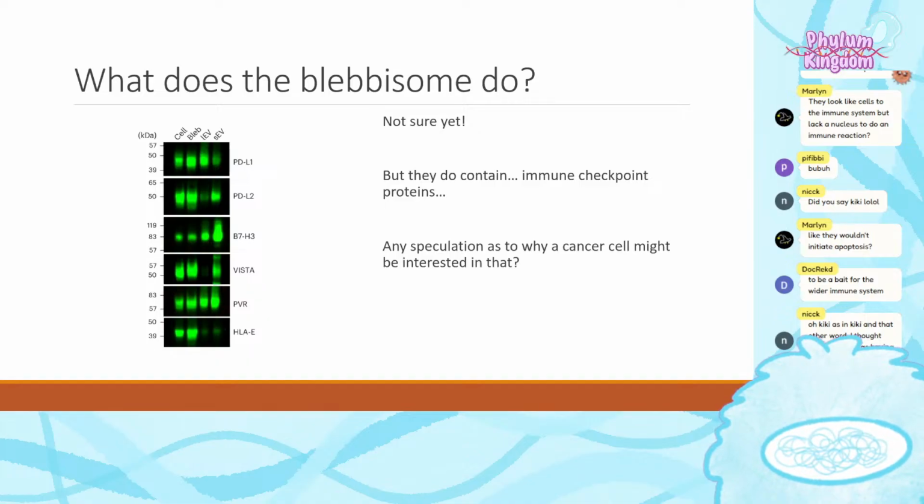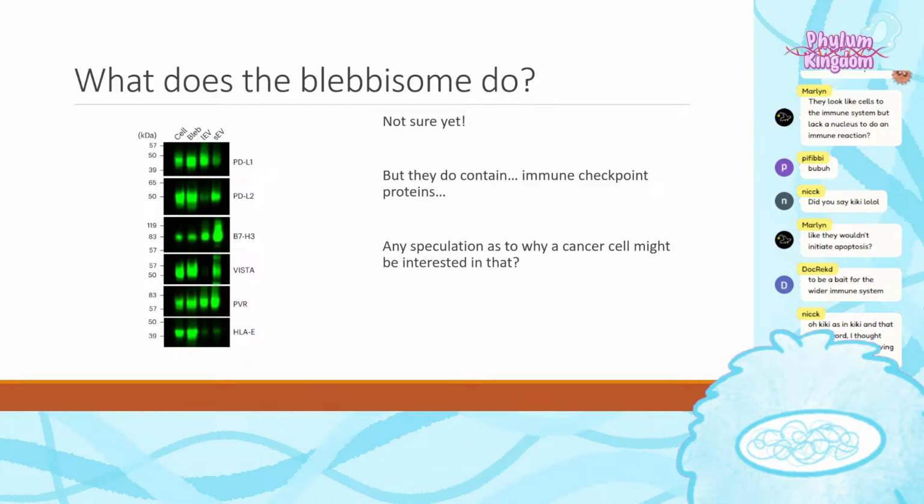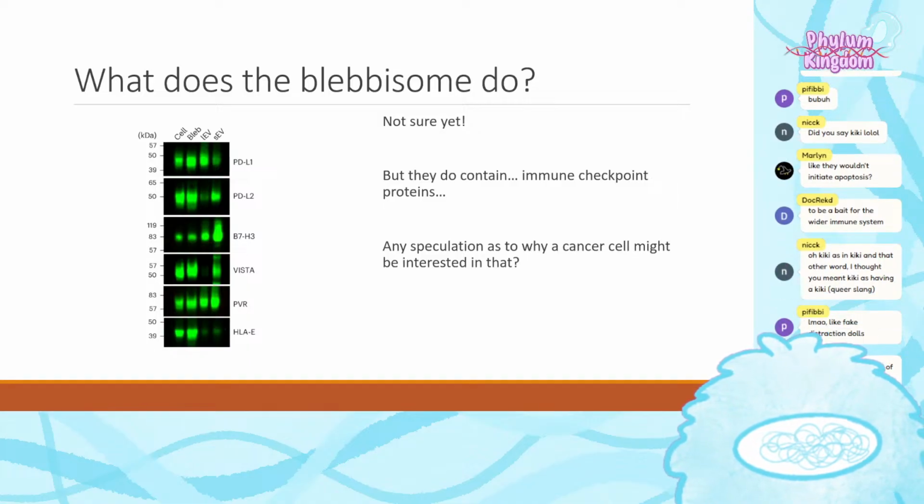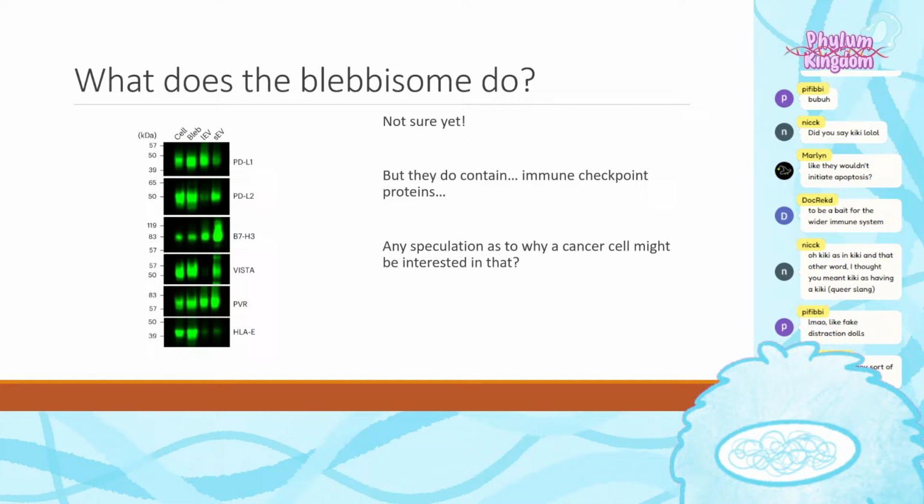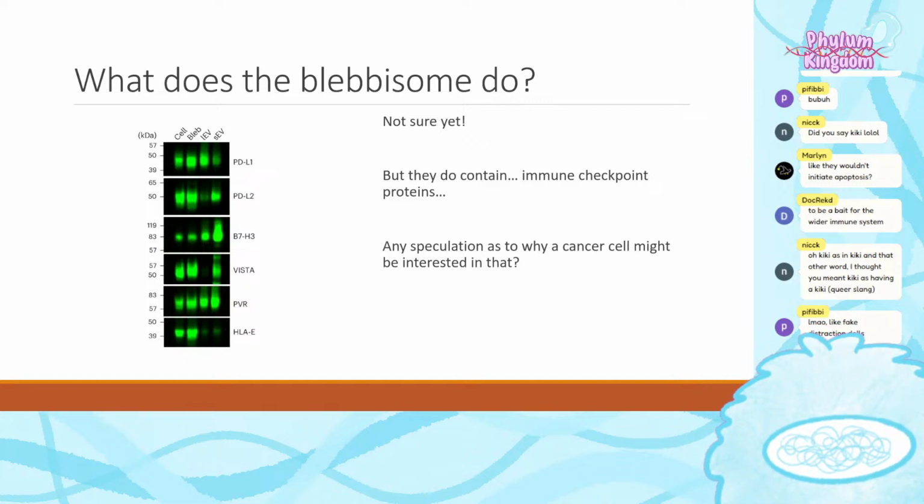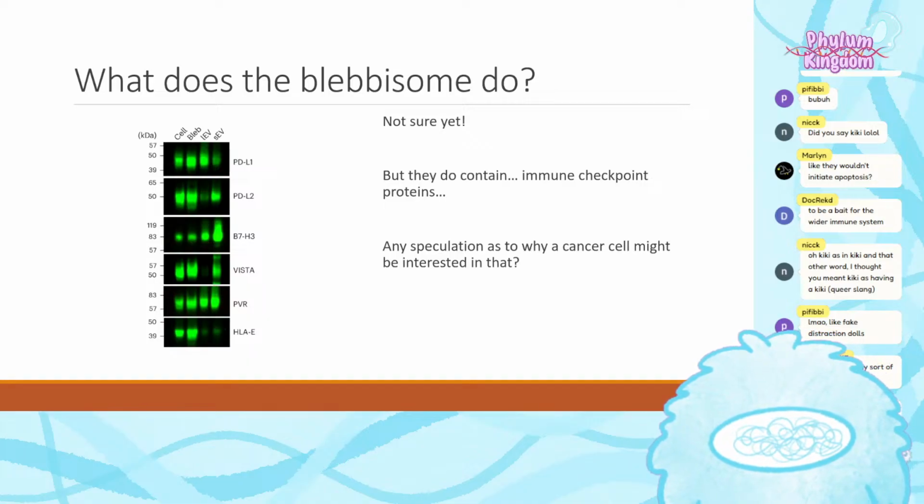Yeah. To be a bait for the wider immune system. Maybe. Like they wouldn't initiate apoptosis. Maybe. Who knows? There's a lot of stuff in there and it's capable of taming the immune system. So I think all of these are excellent guesses. Do they have any sort of protease activity? Don't know yet.